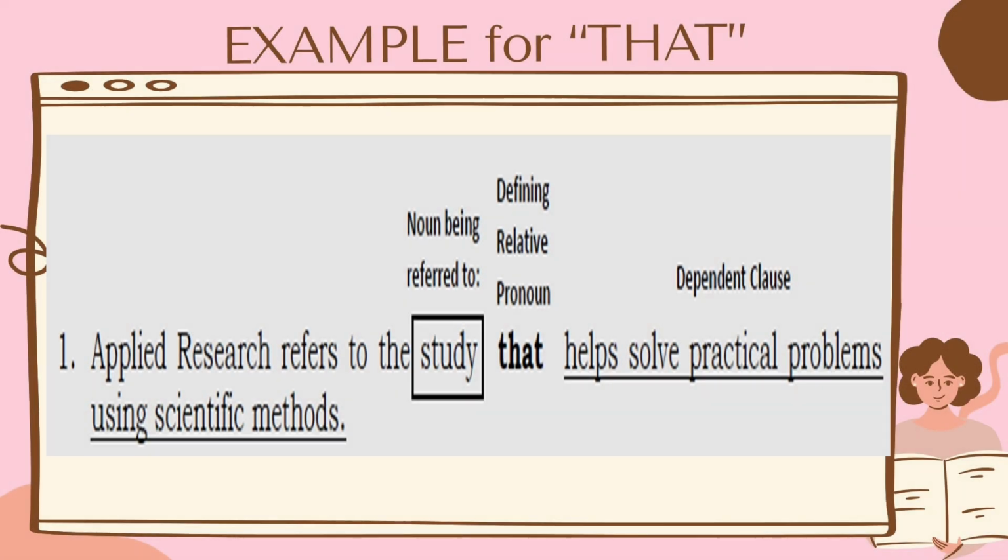And we have an example here for the relative pronoun that. Applied research refers to the study that helps solve practical problems using scientific methods. So this example uses that as a relative pronoun since the dependent clause gives more explanation on what kind of study is an applied research, and the clause cannot be eliminated. So this is how we will use that.